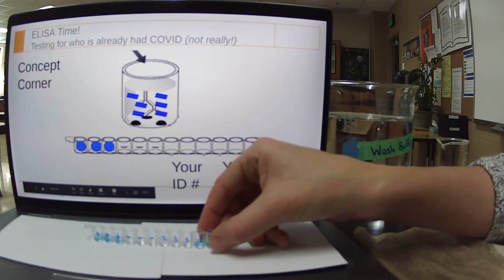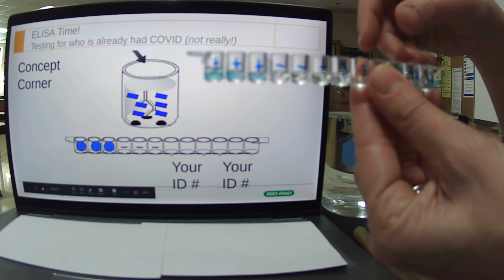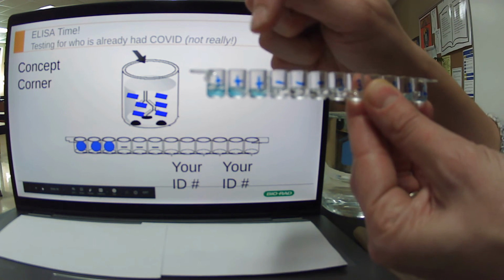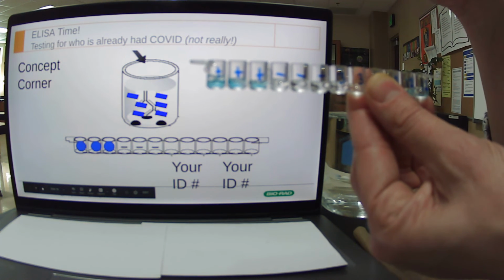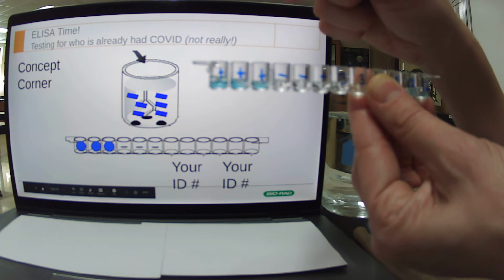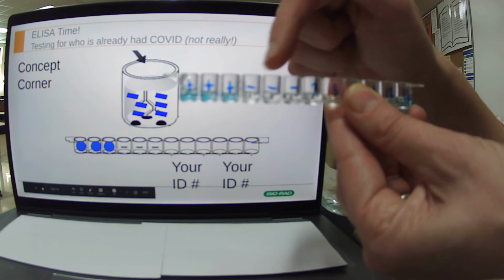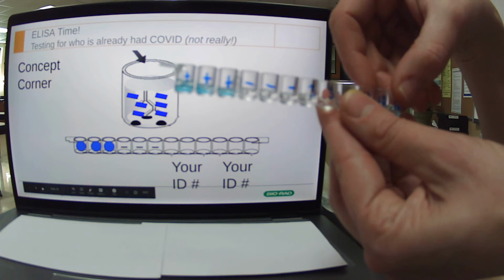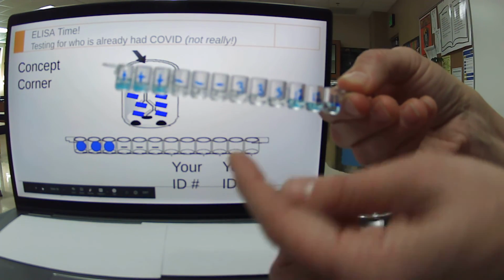So I'll try and hold this a little more close to the camera so you can see. You can see our 3 wells with the pluses on them turned blue, which they should because a positive control has the primary antibody in it. That's what it is. The negatives stayed clear, which is also what should have happened because we know that that was not there.